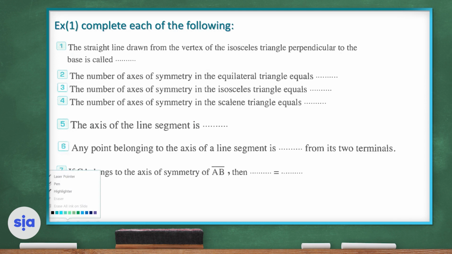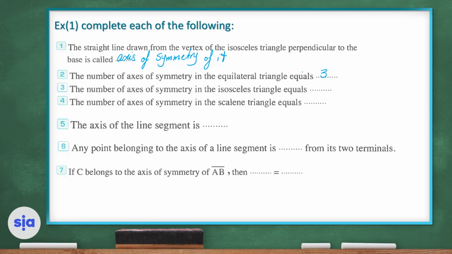Exercise 1 says, complete each of the following. Number 1, the straight line drawn from the vertex of the isosceles triangle perpendicular to the base is called what? Yes, excellent. It's called the axis of symmetry of it. Question 2. The number of axes of symmetry in the equilateral triangle equals 3.